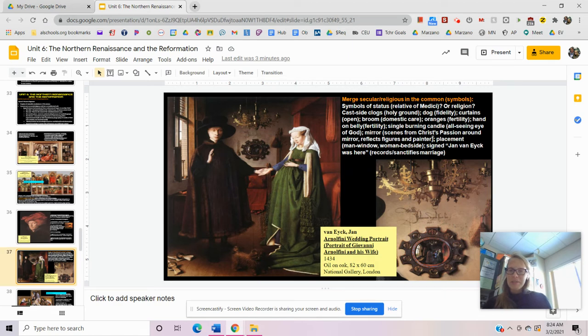You can see here too this mirror. Some people say it represents the all-seeing eye of God, that he's everywhere, omnipresent, omniscient, able to see all vantage points, and even scenes of Christ's passion around the mirror. So really this is loaded with imagery that God is present here and sanctifying this marriage even, and the child that will be born.